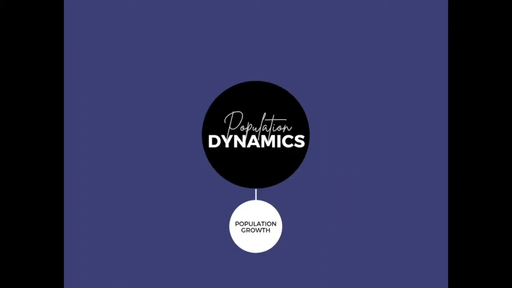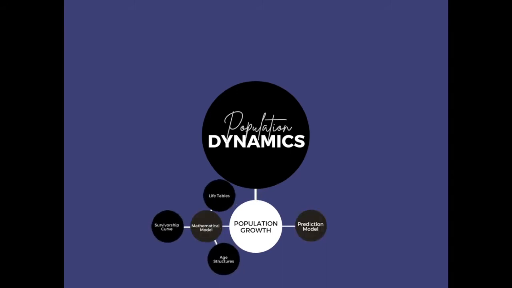Furthermore, population growth can be depicted using two models, mathematical and prediction. Under mathematical models are life tables, survivorship curve, and age structures. Under prediction models are exponential models and logistic or sigmoidal models. Exponential models assume that the beginning of the growth is slow and it speeds up as the size of the population grows, forming a J-shape.